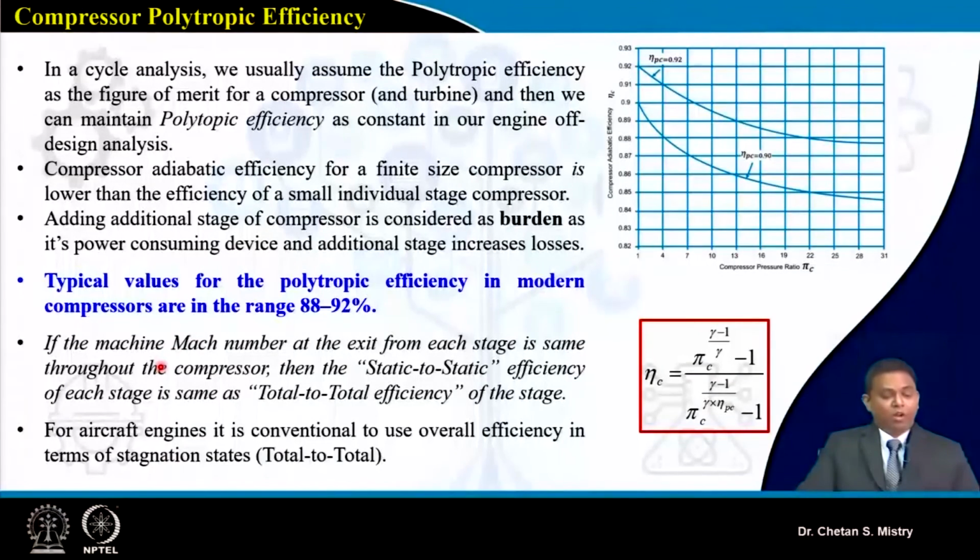It also says, in order to avoid confusion, that the Mach number at the exit of each stage remains constant throughout, and that's the reason that in place of static to static efficiency, we are using total to total efficiency. For an aircraft engine, conventionally we write overall efficiency as total to total efficiency.